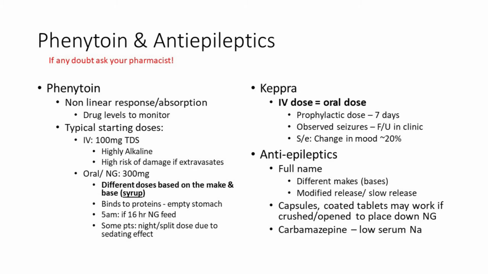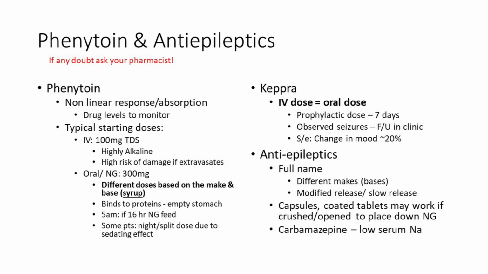Keppra IV equals oral dose. They're all the same really. IV is just you avoid any complications with vomiting and not being able to keep it down. Prophylactic dose is 7 days. Again, if they've had seizures, the most common thing is to just follow them up in clinic with regards to looking towards stopping it. Change in mood is quite common side effect in about 20% of people.